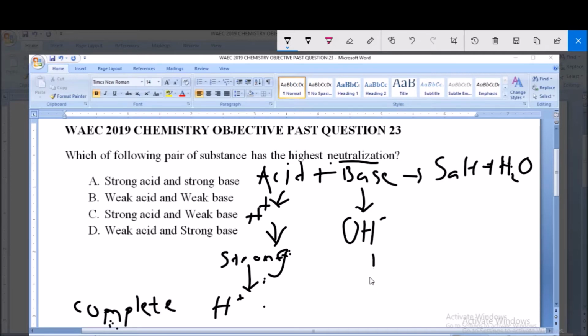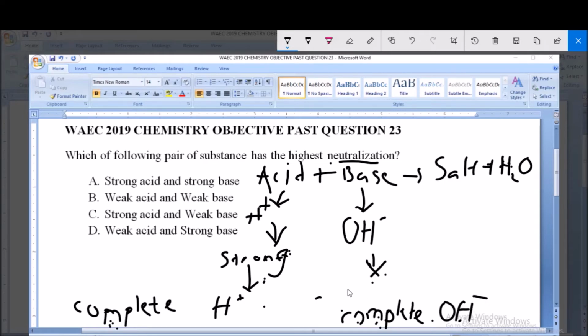And a strong base dissociates completely as well to yield hydroxyl ions. So for a strong base there is complete dissociation and hydroxyl ions are liberated.